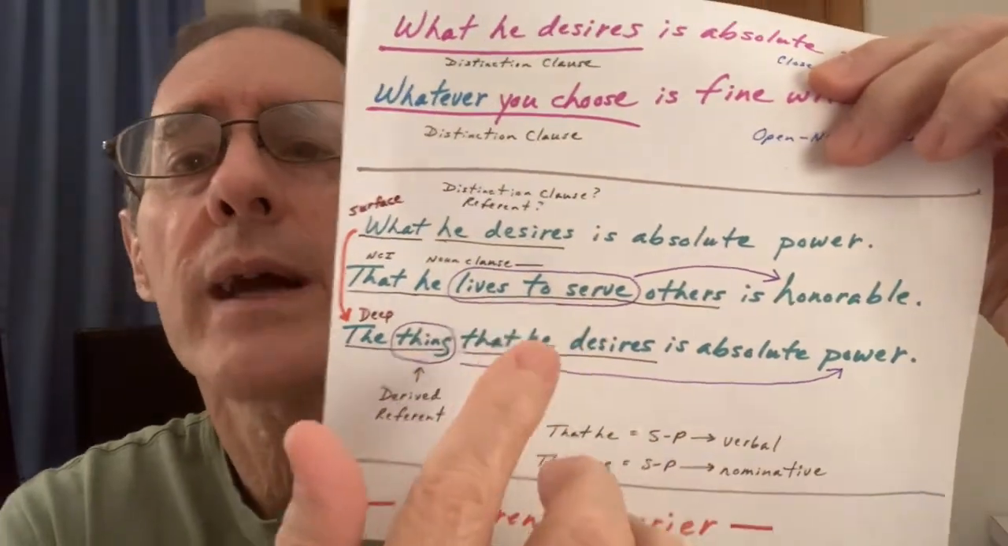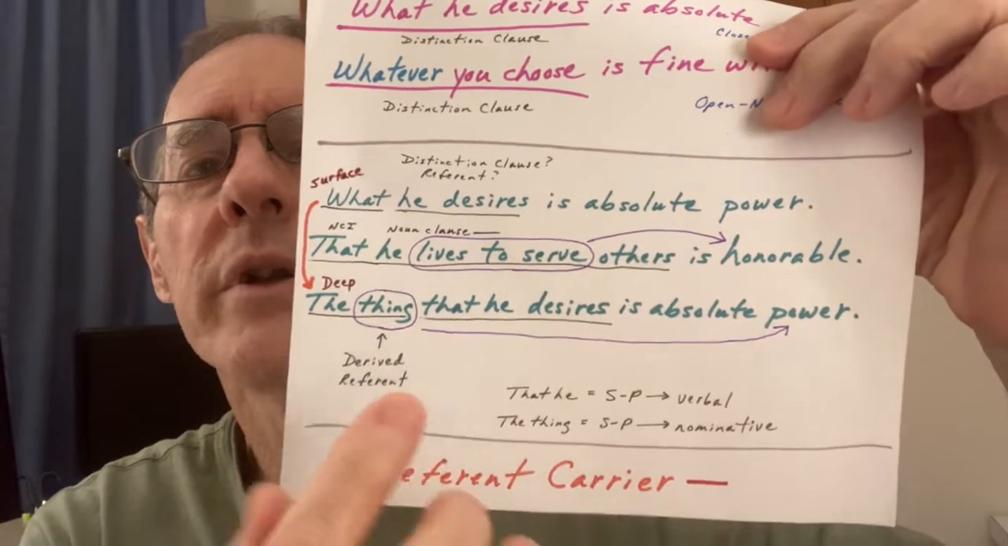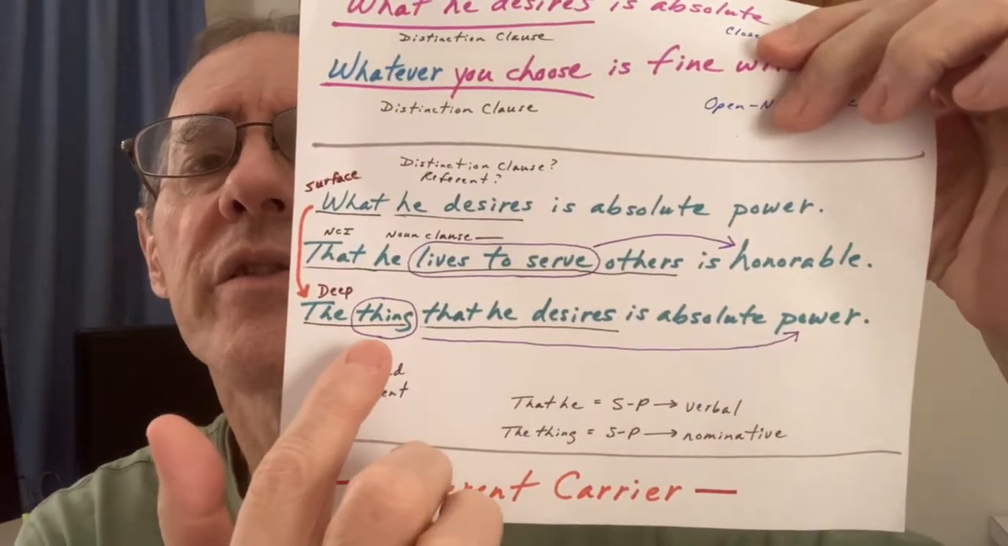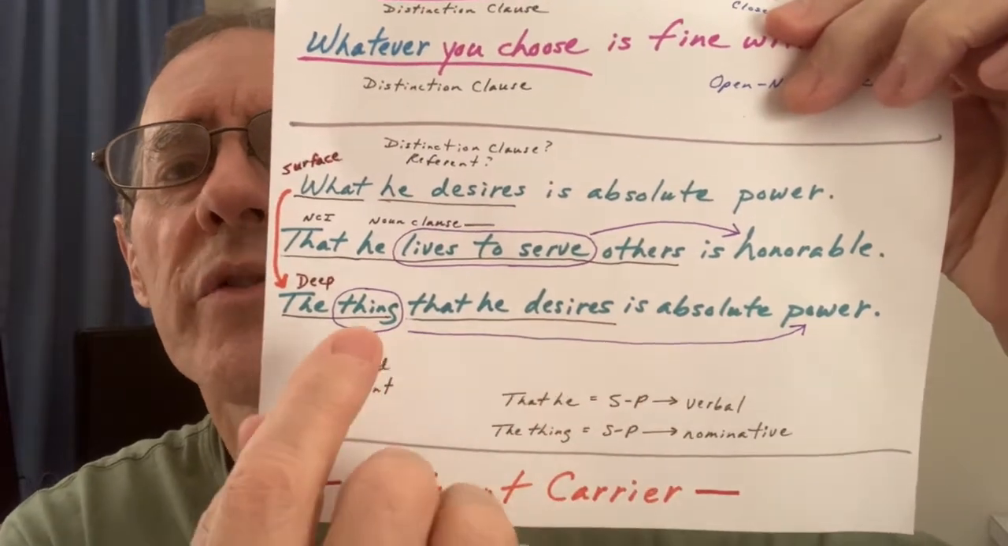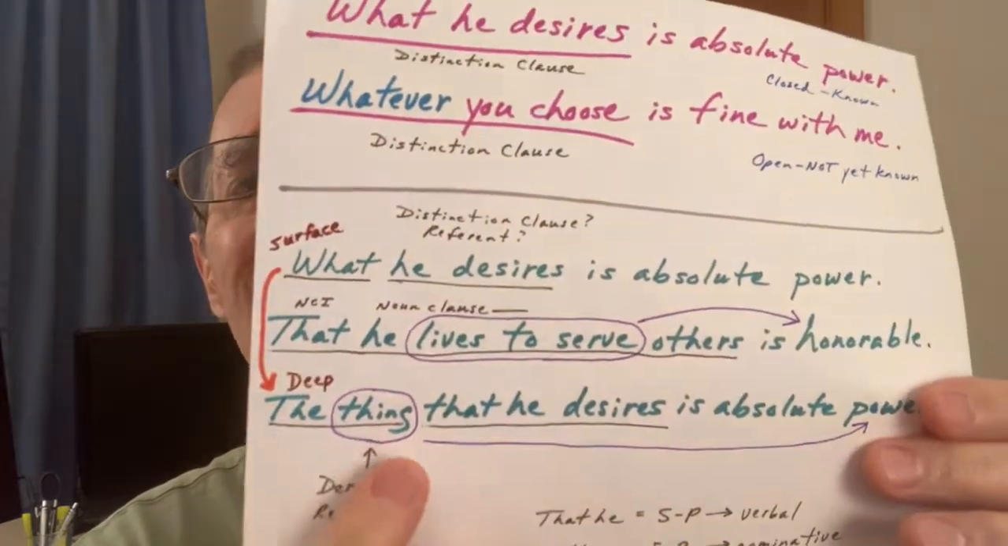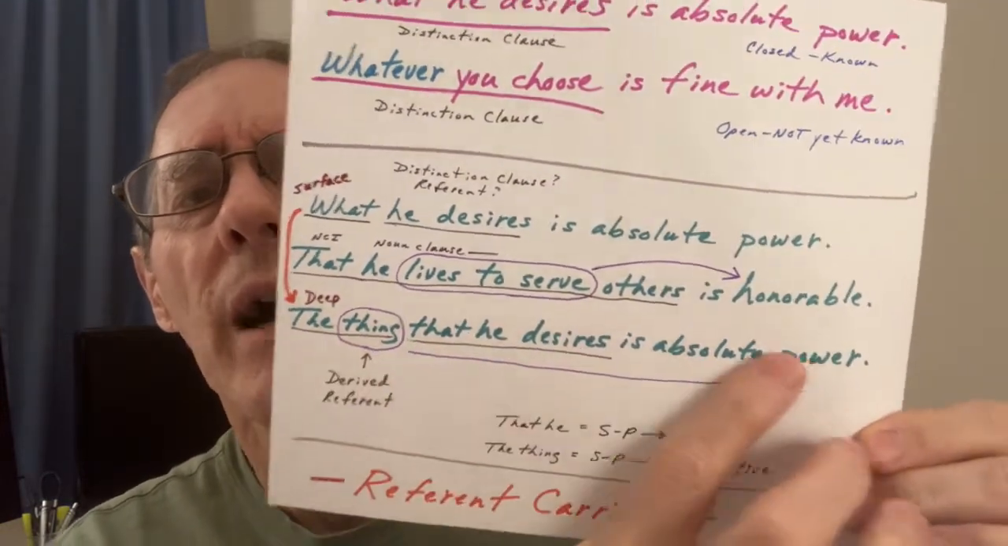The action of doing this is honorable. But down here you see the thing that he desires is power. So, thing, power. You have a nominative feel. You see what I mean? You have a thing, and the thing is power. Those are nouns.